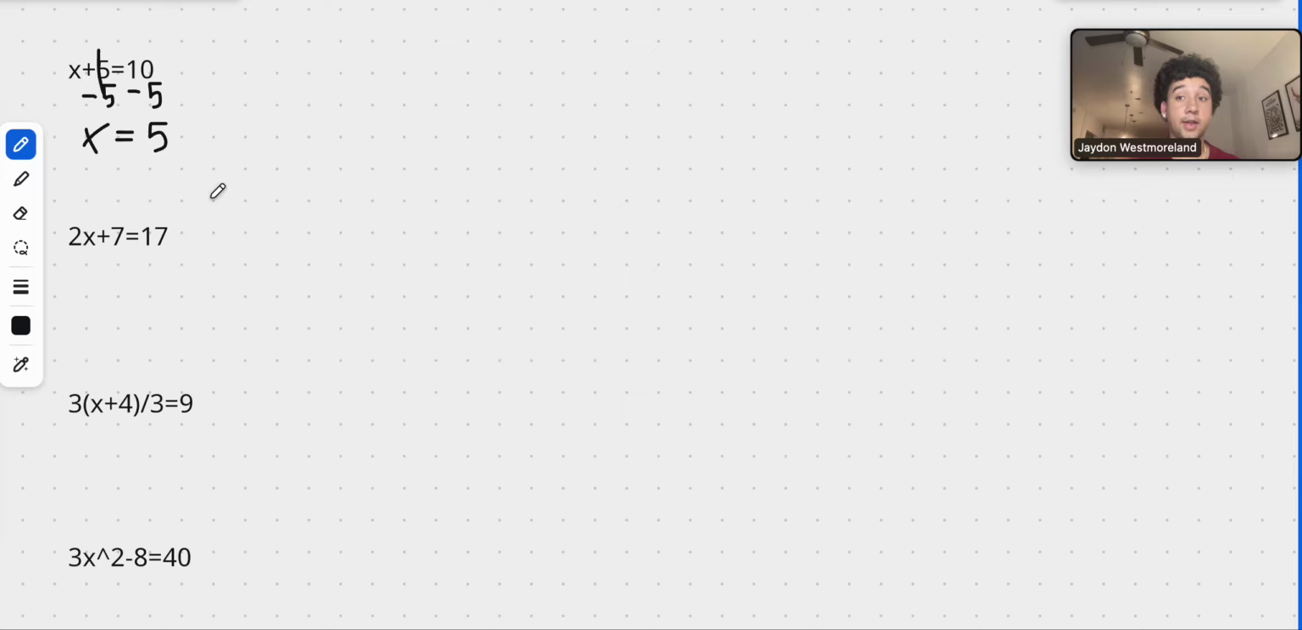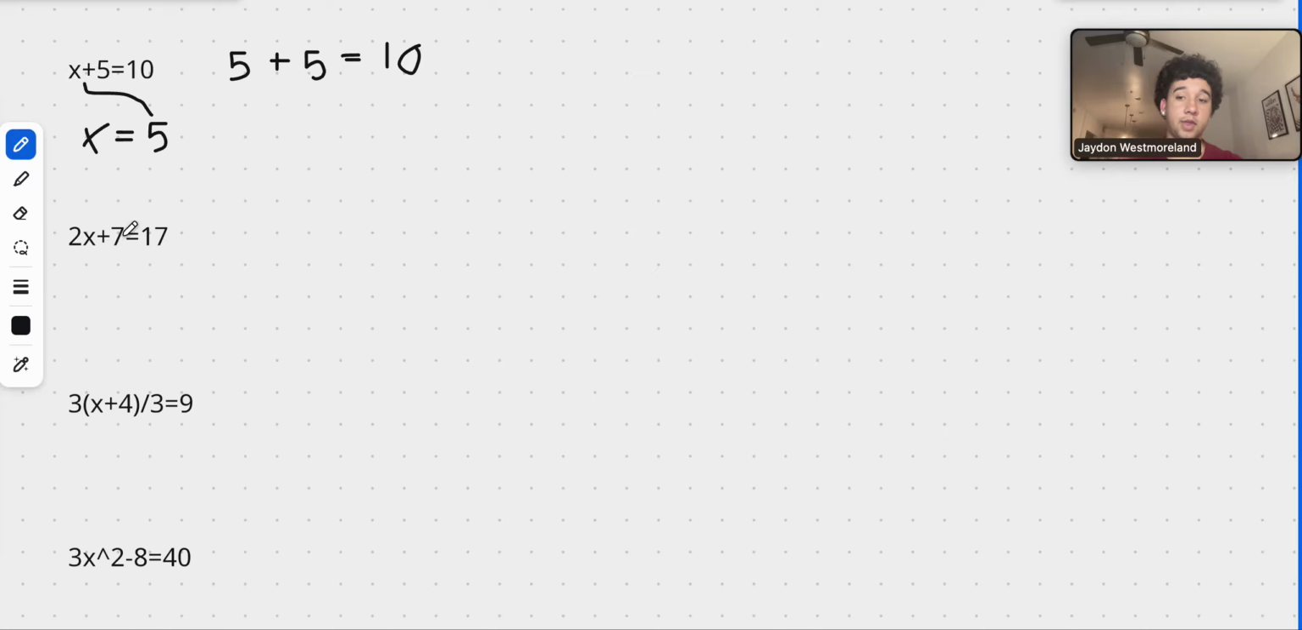Now, how do I know if my answer is right or not? Well, x equals 5. That means that x and 5 are physically the same thing. So what I can do is go back to this equation, let me just delete all this. I can go back into this equation right here, and I can replace the x with the 5. So now I have 5 plus 5 equals 10. Does 5 plus 5 equal 10? Yes. So that means that the answer is in fact correct.